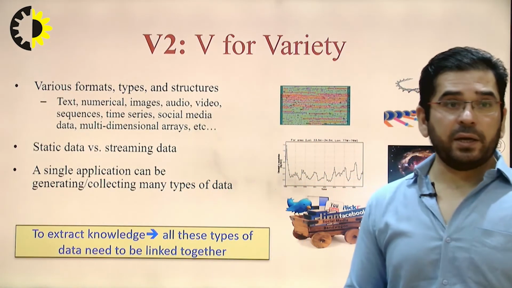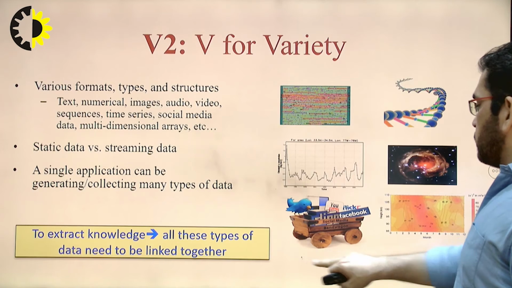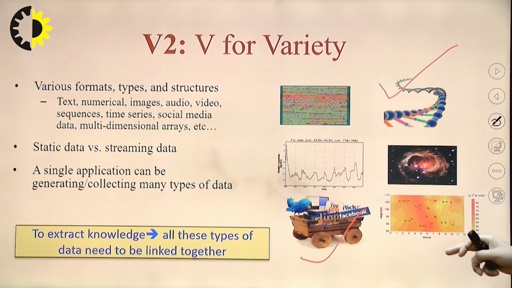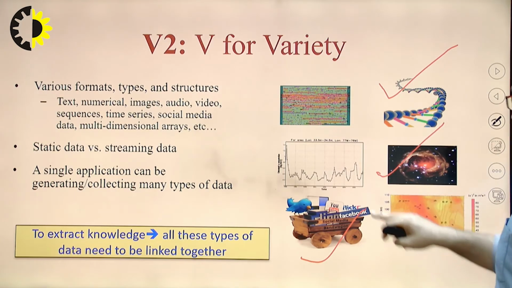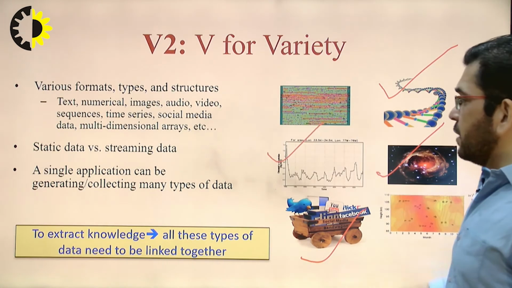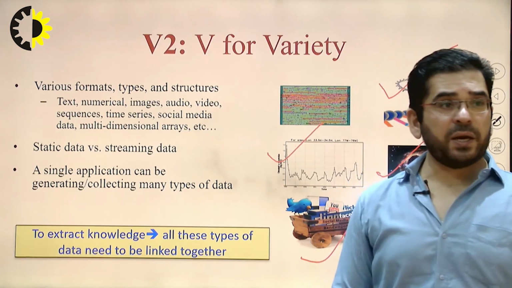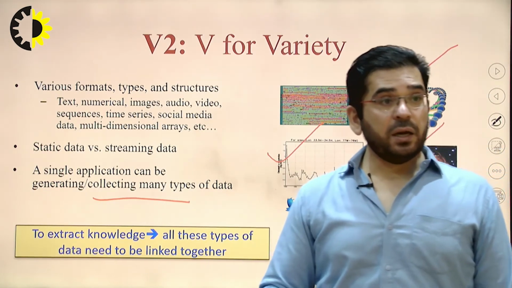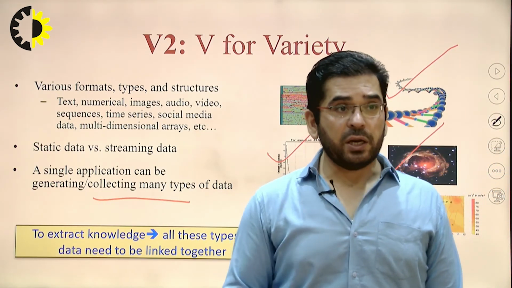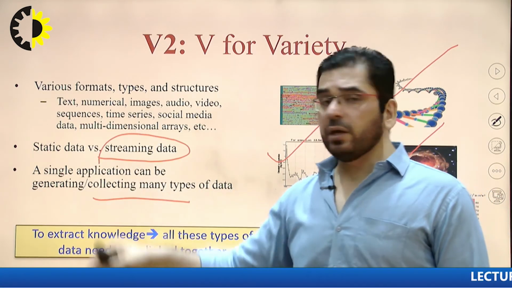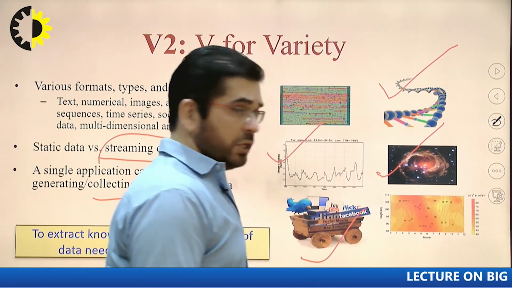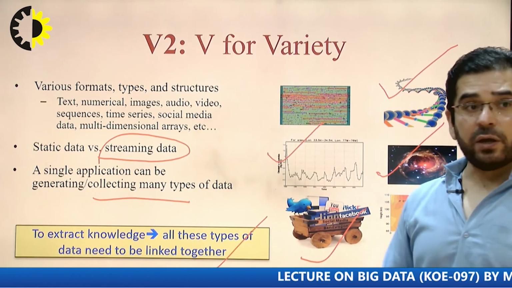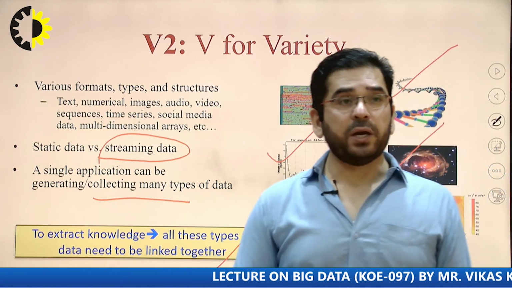Next is variety. The data can come from social media. The data can come from genetic factors like medical data, satellite data. Data can come from various kinds of sensors or applications. So a single application can be generating many types of data. So that means variety. Data can be static or dynamic in nature. Dynamic means the data is streaming, as well as to extract knowledge. All these types of data need to be linked together. Only then will we get the benefit of big data analytics.